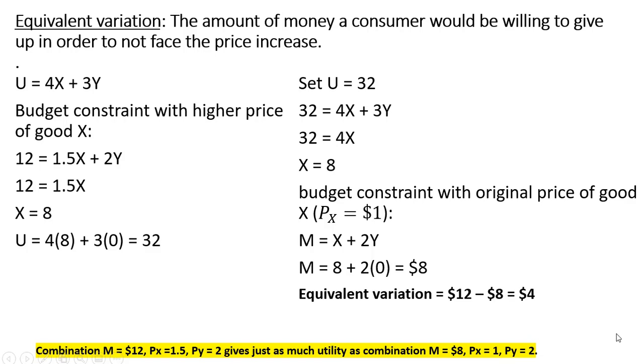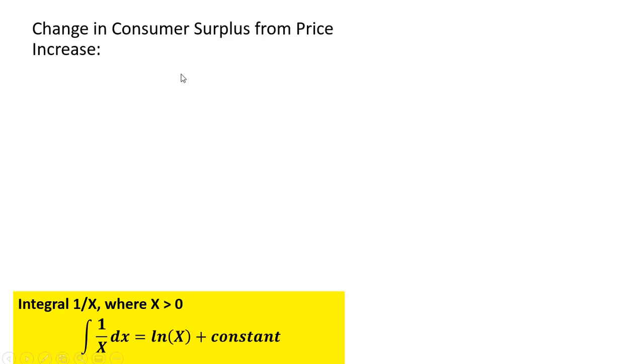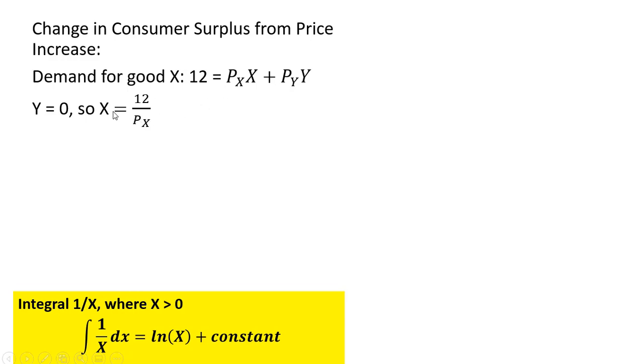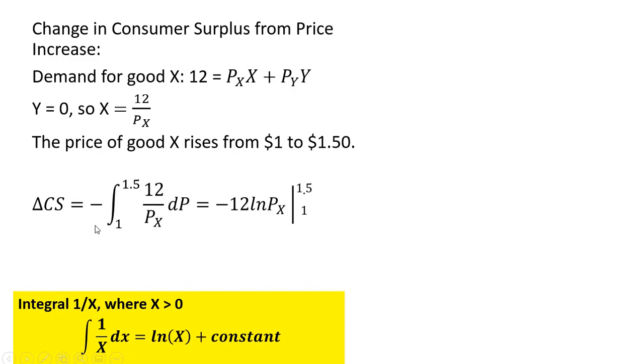And finally, we can look at the change in consumer surplus from the price increase. So the demand for good X is going to look like the following, just going to set Y equal to 0 and solving for X. So the demand for good X will look like this. And if the price of good X rises from $1 to $1.50, we're going to use some integral calculus here. So the change in consumer surplus, since the price is going up, it's going to be negative. So we can take the integral here over the demand from 1 to 1.50.